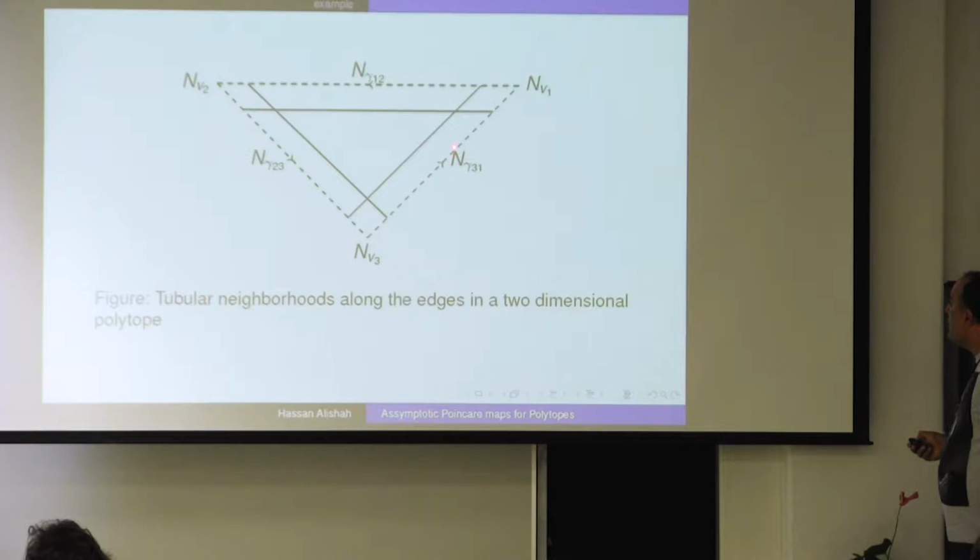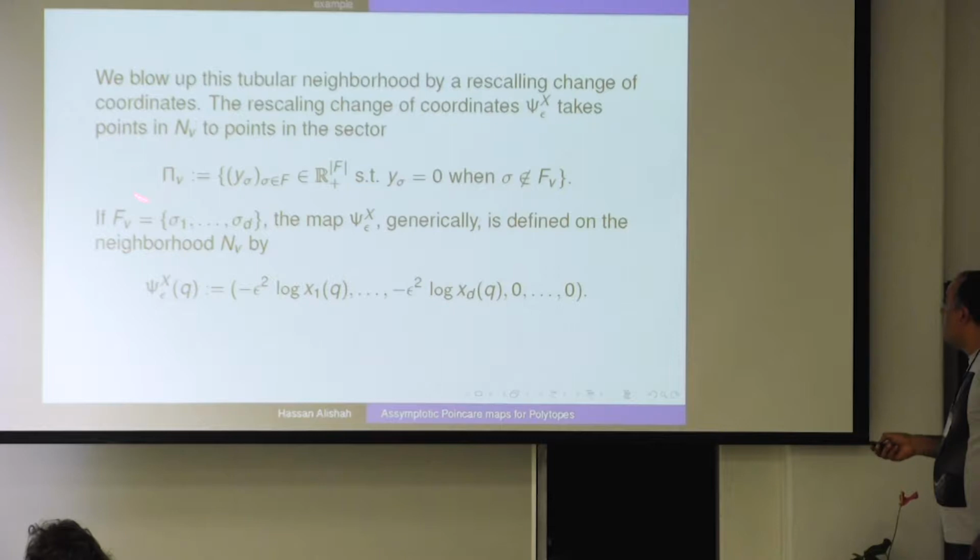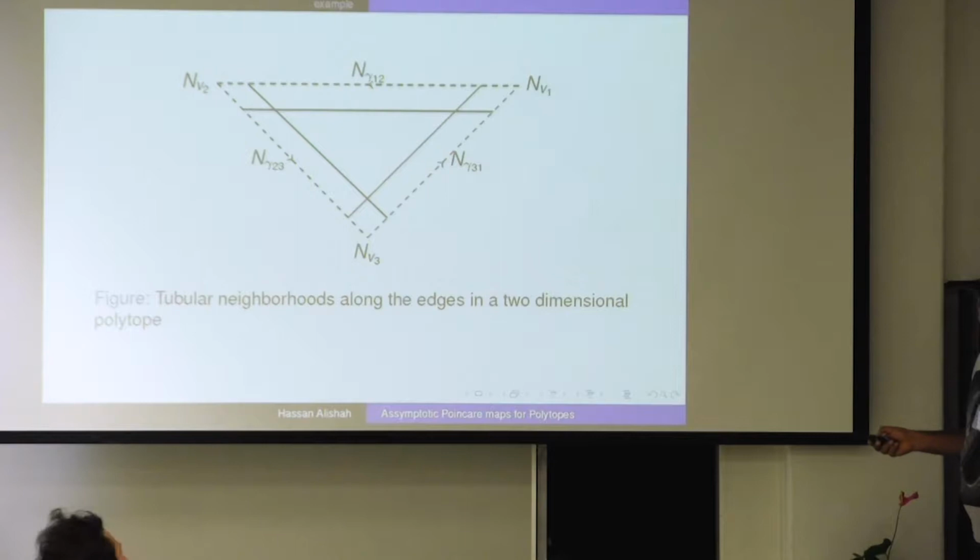So for a given edge, you consider points in R^F, where F is the number of faces. For the faces that don't contain the vertex, you put zero. And for the faces that contain the vertex, you put the distance from that vertex. And the same thing you can do for the edges. Like here, you only consider this, and the rest you put zero. Okay.